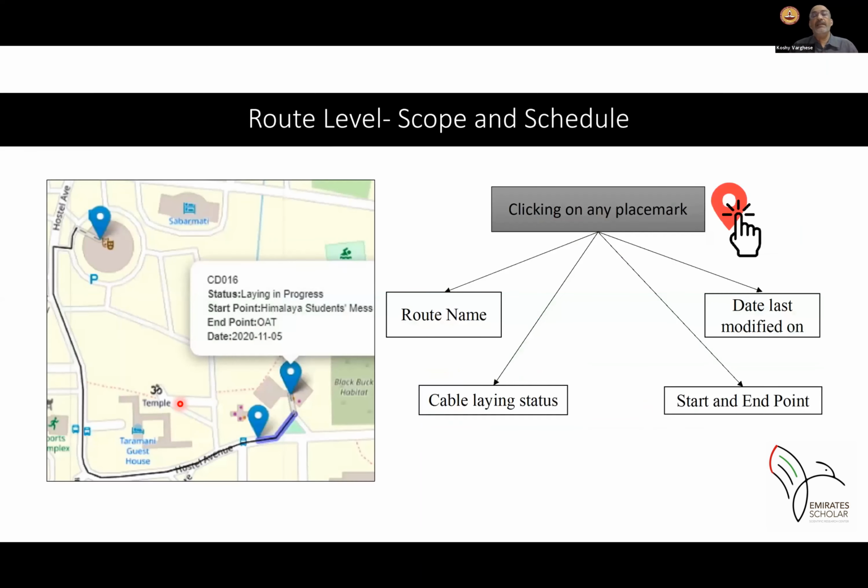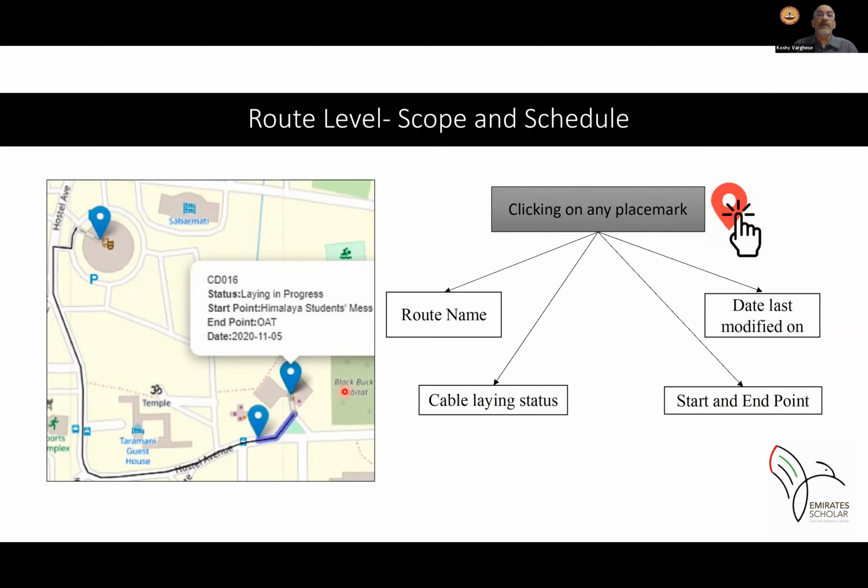So here is an example of a route level query where I could click on a particular route and then find actually what is the actual scope of the route and how much work has actually been completed. We could get the name of the route, the cable laying status, when was it last updated, what is the start point, end point.